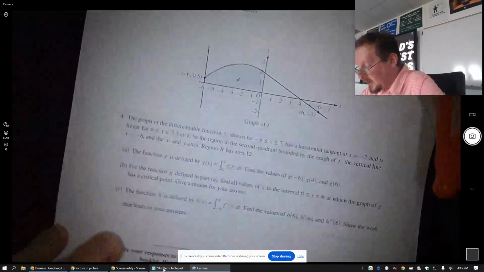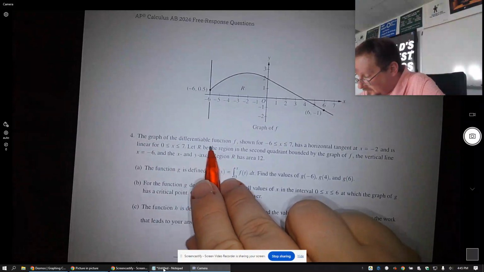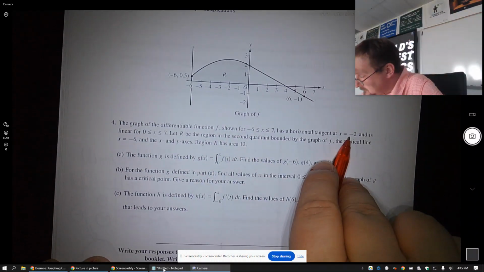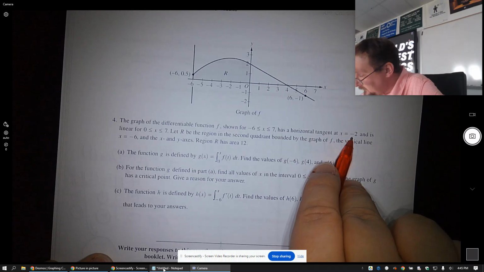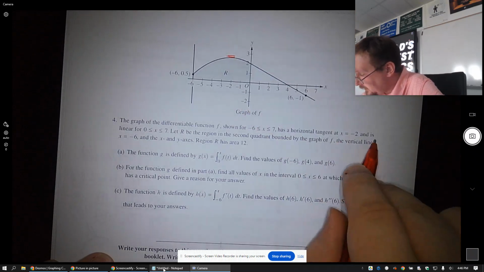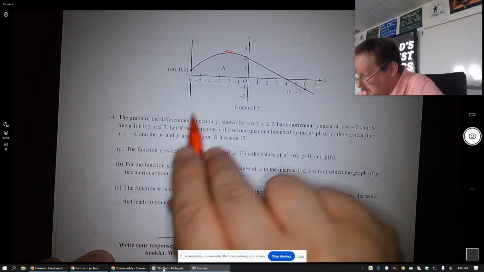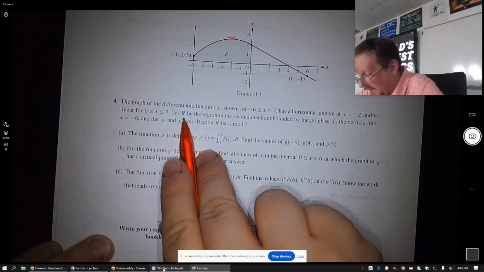All right, is that the end of that problem? Thank goodness. Okay, the graph of the differentiable function f is shown. It has a horizontal tangent at x equals -2. So the derivative is 0 there. And it is linear beyond that in the positive half plane.